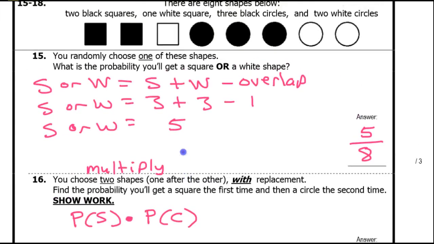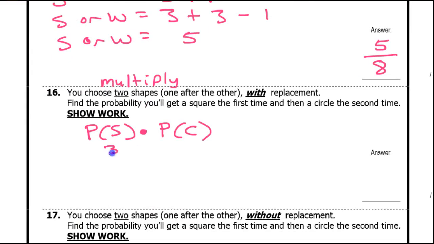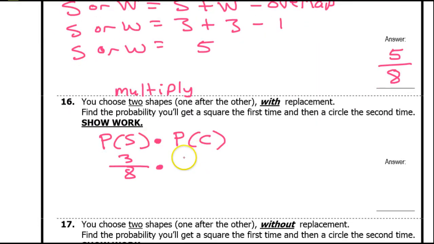So what's the probability of getting a square? Well, target over total, there are 3 squares. There's a total of 8 shapes. So that's going to be 3 out of 8. Now, what's the probability of picking a circle? So there are 5 circles. So that's going to be 5 out of 8. Multiply those together and you're going to get 15 out of 64. So that will be the probability of both things happening in a row.